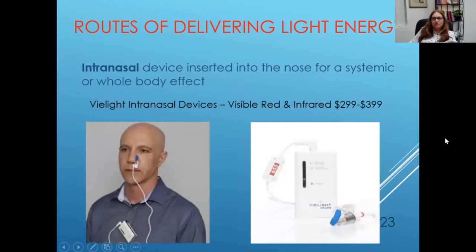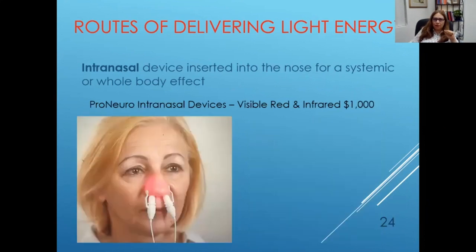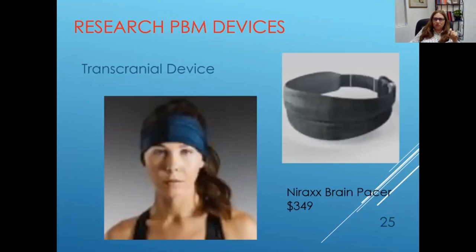Then another way of delivering energy is through the nose. And the reason for using visible red energy to do that is that it can be absorbed by the blood and taken throughout the system. The infrared will be more directed at the brain. And this is another version. This is the ProNeuro intranasal device, and it's a combination of visible red and infrared, and it's treated simultaneously in both nostrils, and that's about $1,000.